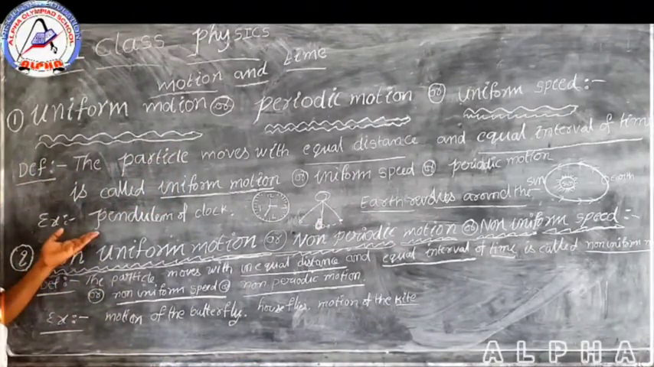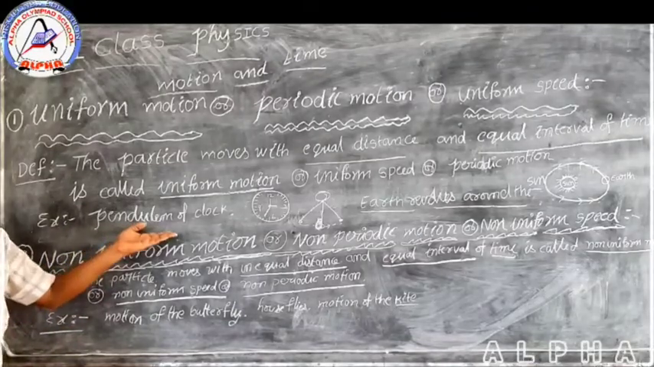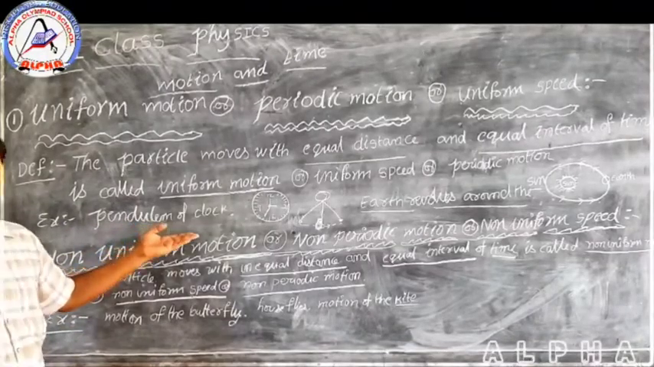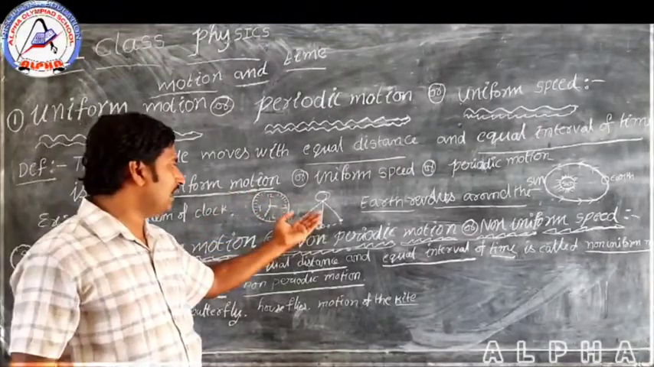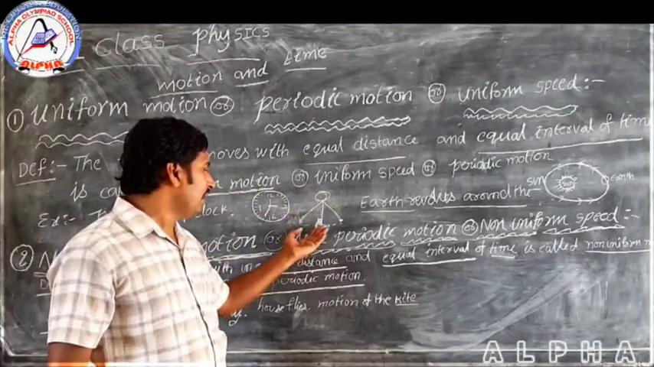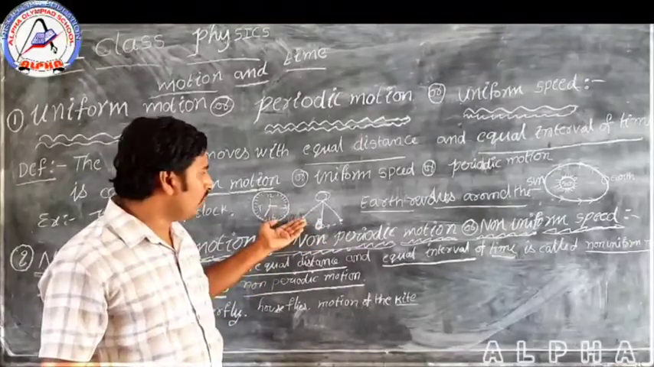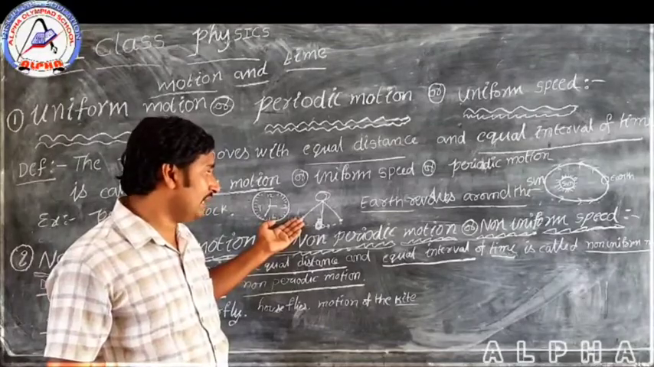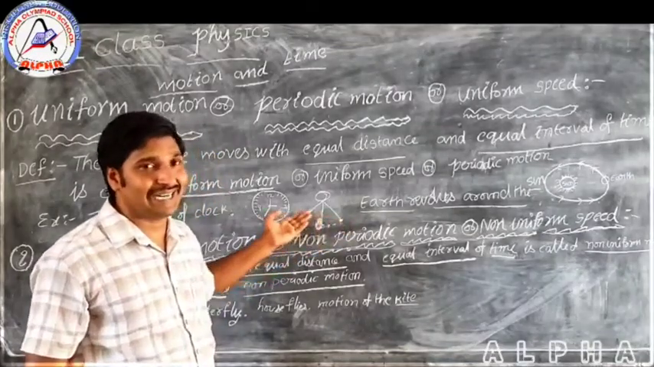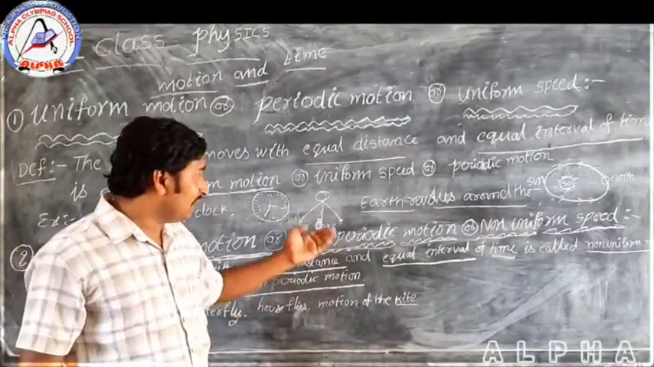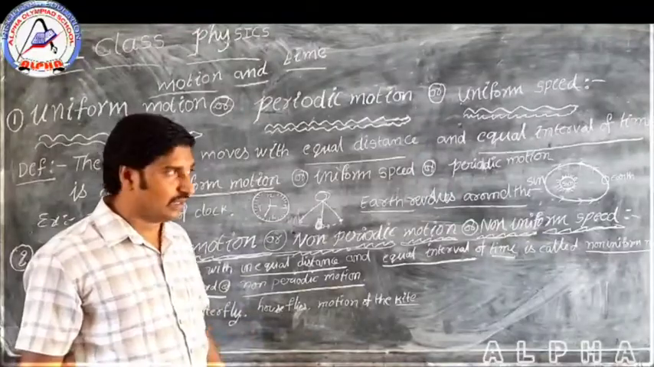Now, what are the examples of this uniform motion? It is the motion of the pendulum of a clock. It is observed that a suspended pendulum, when you pull it aside and release it, moves to and fro. This is the best example of uniform motion or periodic motion.